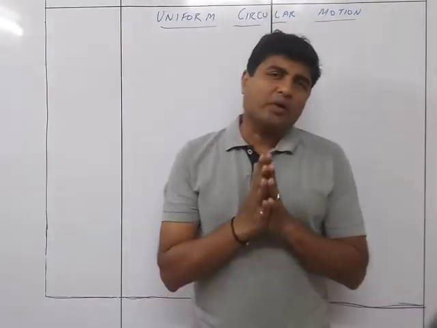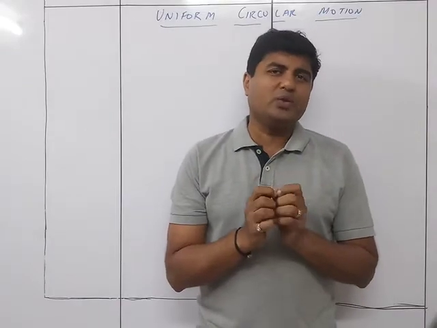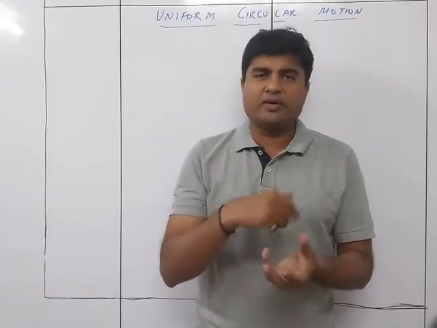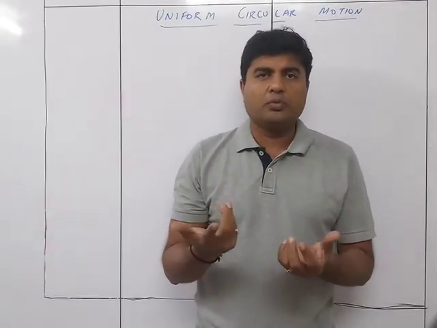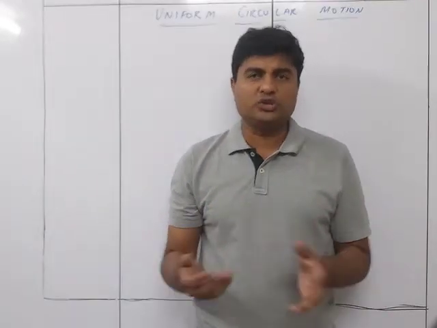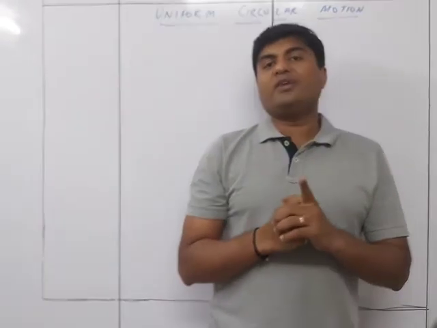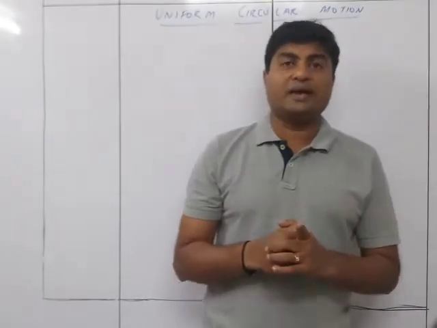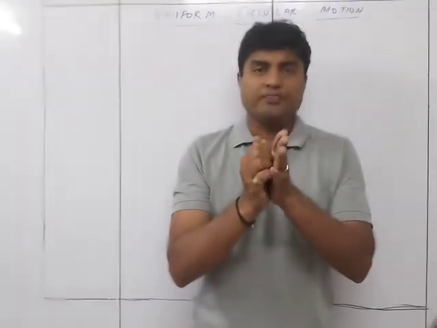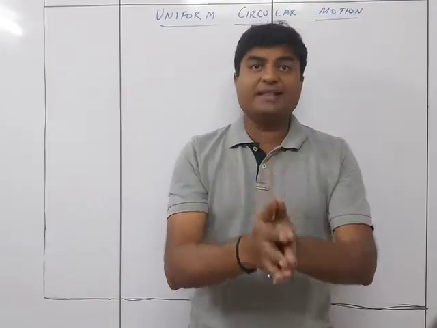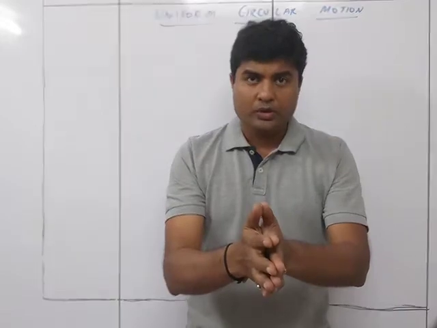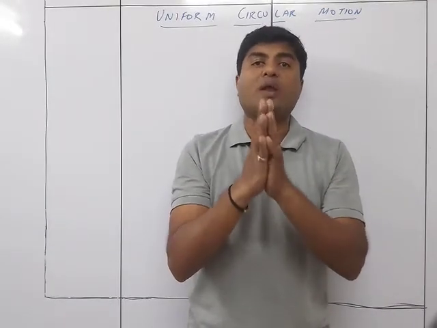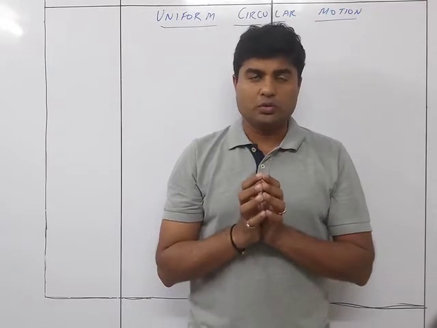Now, when you talk about uniform circular motion, it is a very unique kind of motion. First of all, you will ask, what is the uniqueness in that? It is traveling with the same speed, so why is it not just called a uniform motion? The difference between a uniform linear motion and a uniform circular motion is that in a uniform linear motion, the speed is constant and the direction is also the same. So that's why we consider it to be a uniform velocity also.